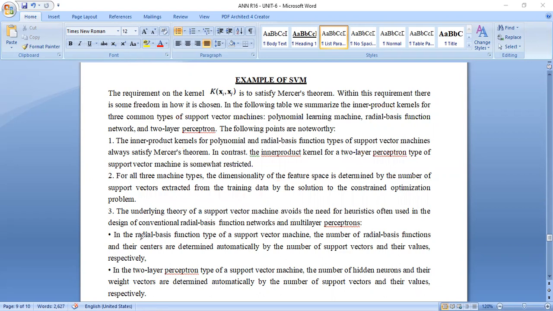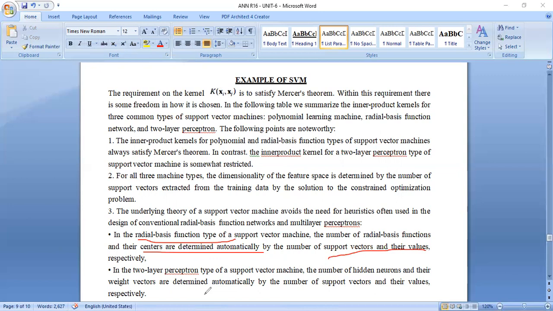If it is a radial basis function type, then the centroids are determined automatically. Okay, in radial basis function network, we must identify the centroids, isn't it? Based on that, we are going to form the clusters, right? So this selection of the centroids is determined by the support vectors and their values.